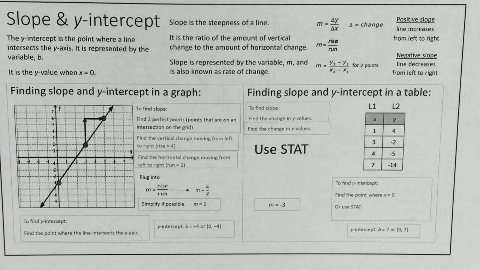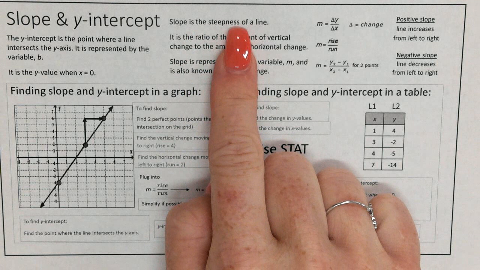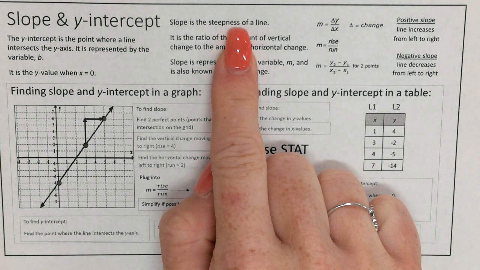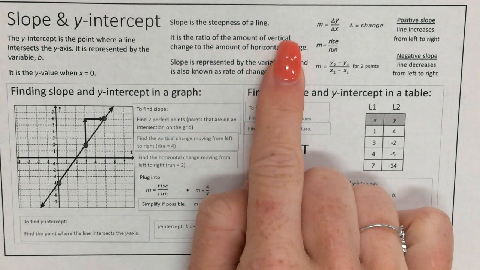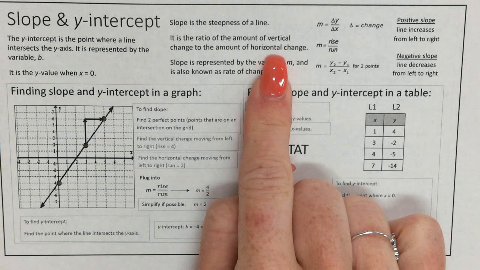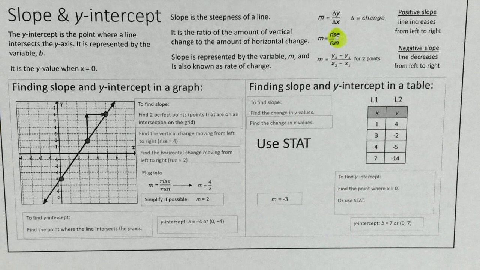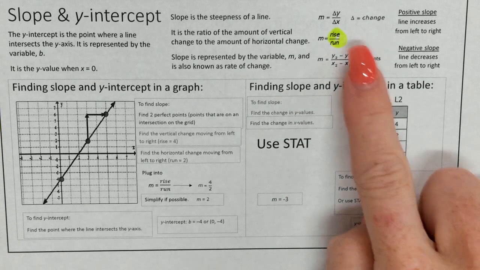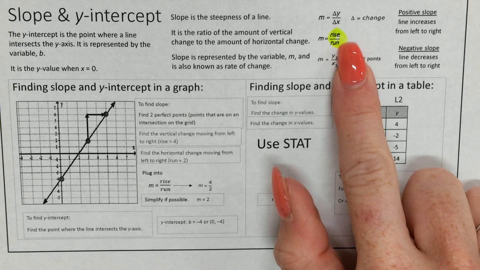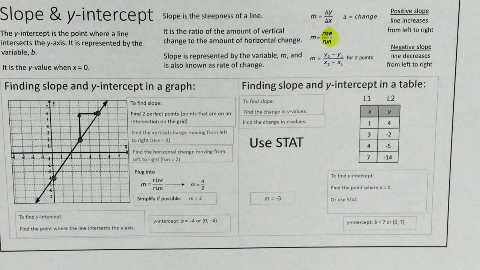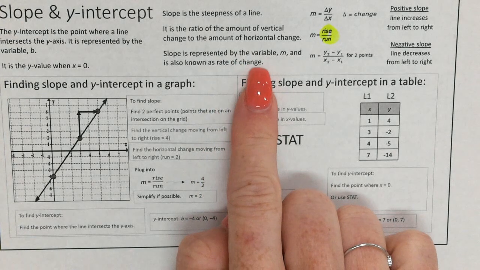Slope and y-intercept. Slope is the steepness of a line. It is the ratio of vertical change to horizontal change, also known as rise over run. Vertical change over horizontal change. Slope is represented by the variable m in y equals mx plus b. Y'all know this, right? It is also known as the rate of change.